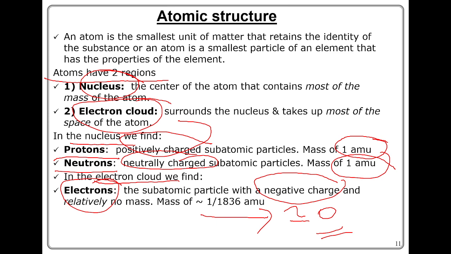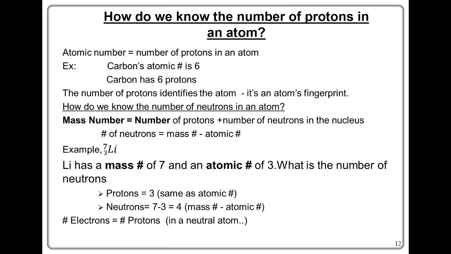So from what we've discussed from the historical background, this is the take-home message or what we established. Okay, now let's see if from what we've spoken about, we are able to answer a few questions now. The question is, how do we know the number of protons in an atom? The answer is simple. The number of protons in an atom is basically given by the atomic number.